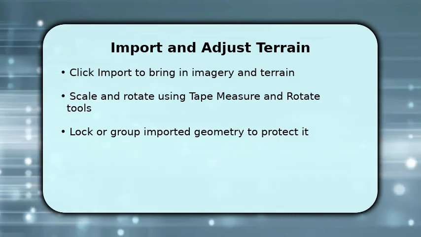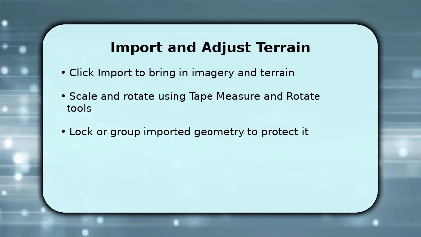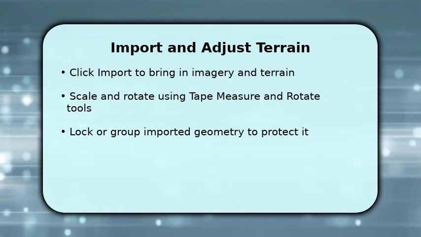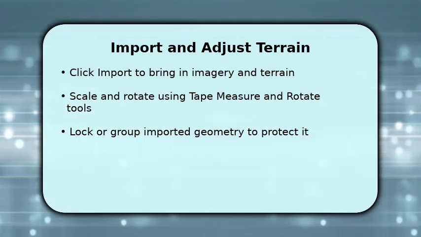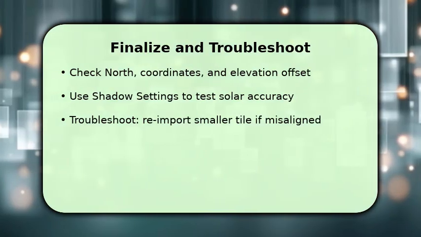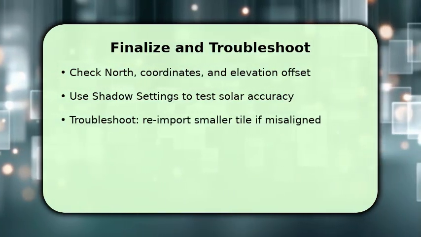Once aligned, group or lock the imported geometry and create a separate layer so edits to your model don't accidentally move the geolocated base. Finish by verifying coordinates and the north orientation in Model Info, and adjust the elevation offset if the terrain sits too high or low relative to your model.